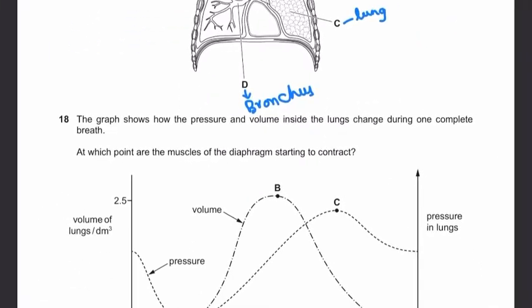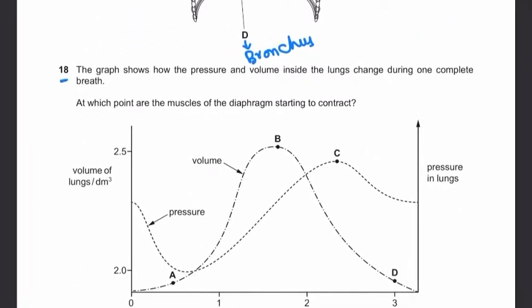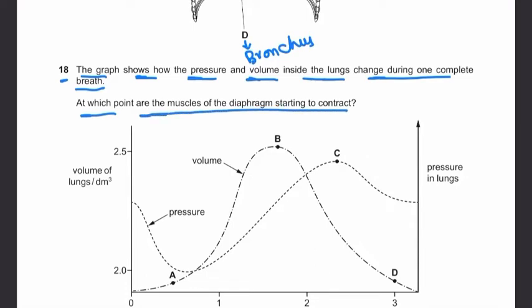Okay, MCQ number 19. This is a very good MCQ. The graph shows how the pressure and volume inside the lungs change during one complete breath. At which point are the muscles of the diaphragm starting to contract? So guys, as you all know, the diaphragm contracts when we breathe in, right? When we breathe in, the diaphragm contracts.